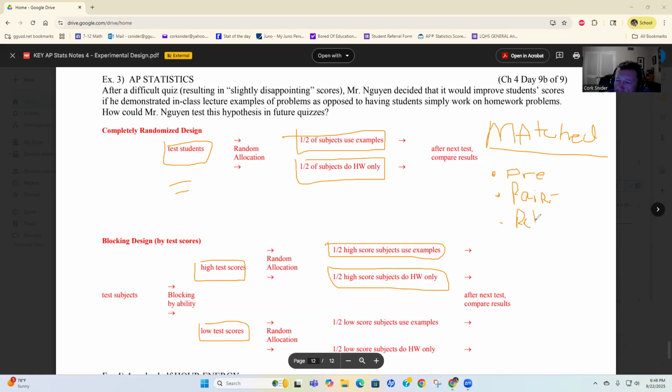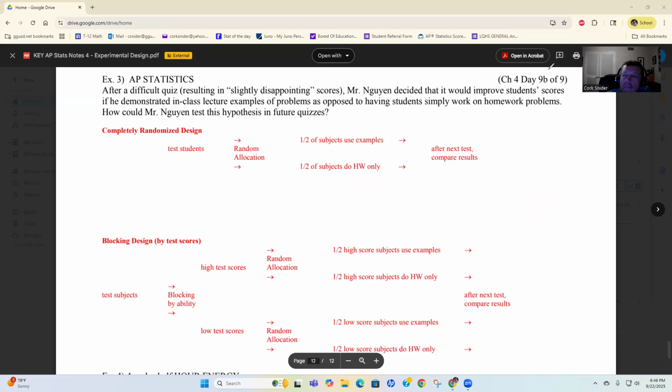All right. So, and explain all that in small sentences. I'm writing like one word. It's a little too brief, okay? But a match pair is great. So once again, match paired has the most control. And then blocking has the second most control, and completely randomized has the third most control. Okay? All right.